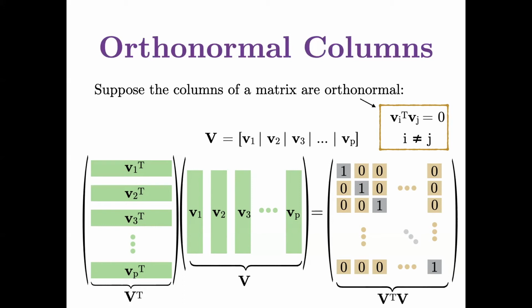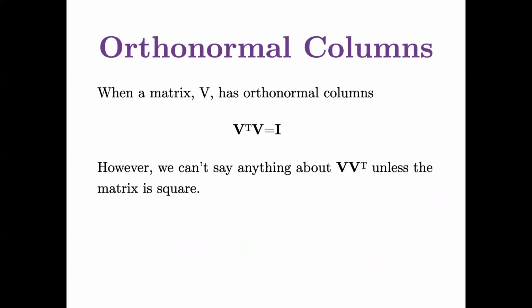So it's a rather interesting fact that a matrix with orthonormal columns has this nice property that V transpose V is equal to the identity matrix. However, we can't say anything about V V transpose unless the matrix is square. And when the matrix is square, we have a very nice property.